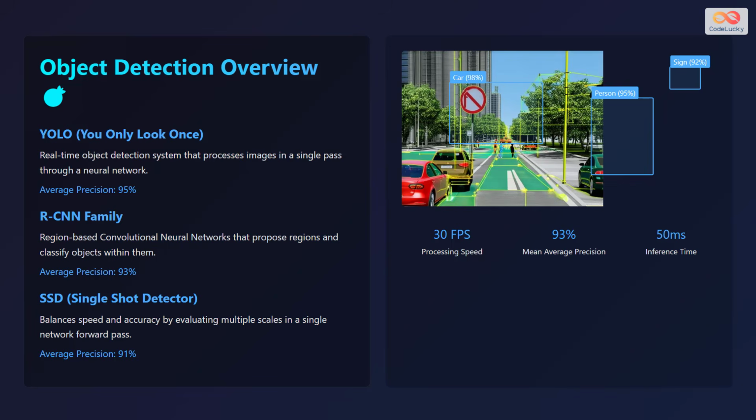Object detection is a critical area in computer vision that involves identifying and locating specific objects within an image or video. Several algorithms are commonly used for object detection. YOLO, which stands for You Only Look Once, is a real-time object detection system that processes images in a single pass through a neural network. The RCNN family, which means region-based convolutional neural networks, propose regions and classify objects within those regions. SSD, which is single-shot detector, balances speed and accuracy by evaluating multiple scales in a single network forward pass.